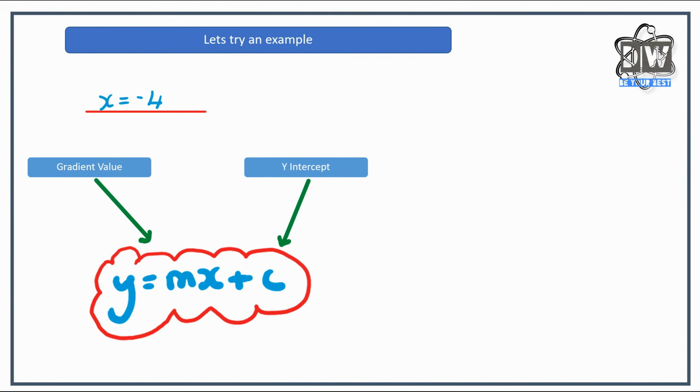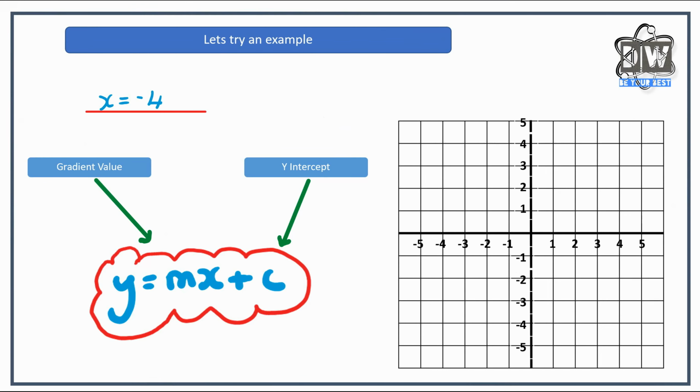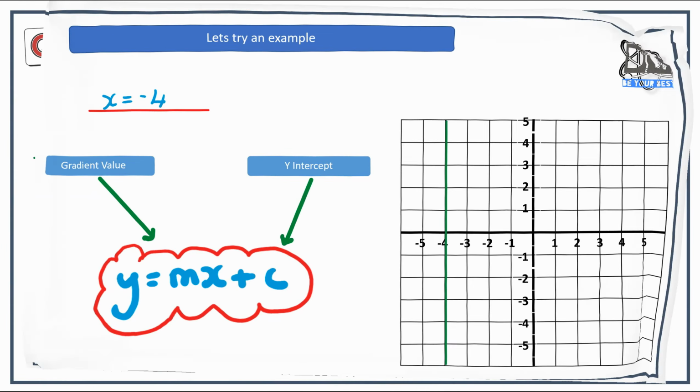All right, so give this one a go yourself. Come back and see if you have got it correct. So remember, it doesn't matter what your y value is, your x value will always be minus 4. All right, so here we go. It's straight down like that. Your x value will always be minus 4. It doesn't matter what your y value is.